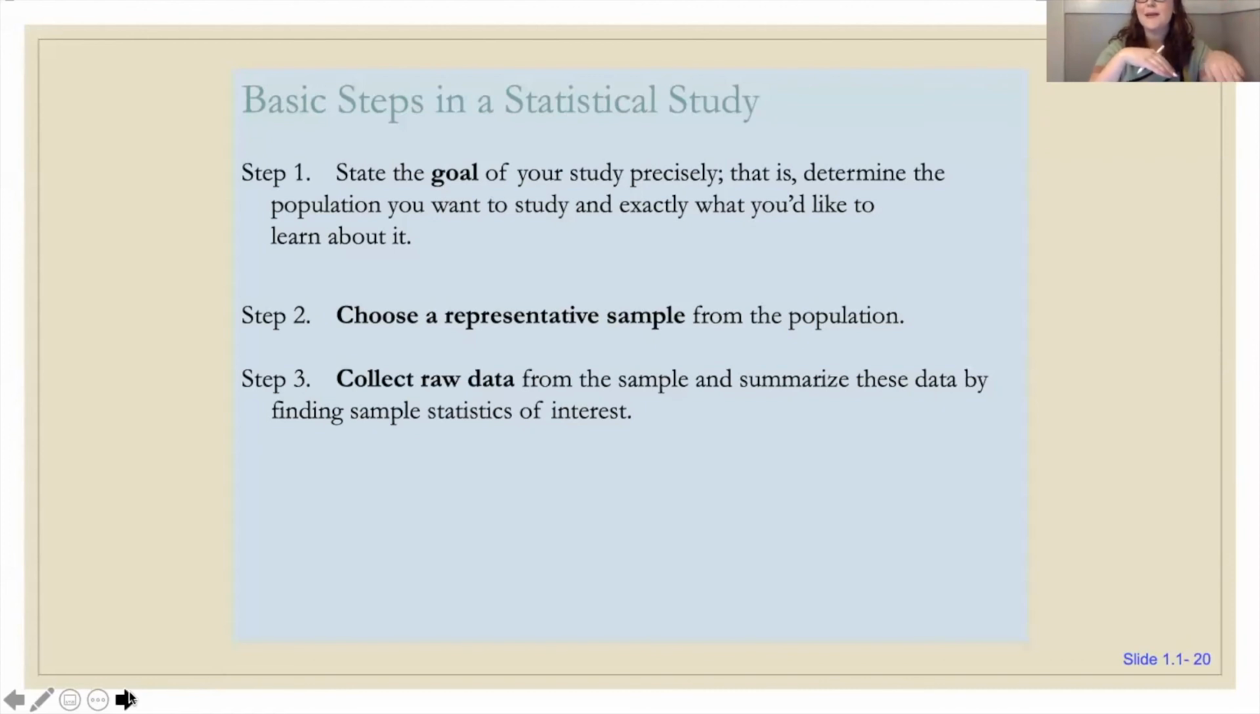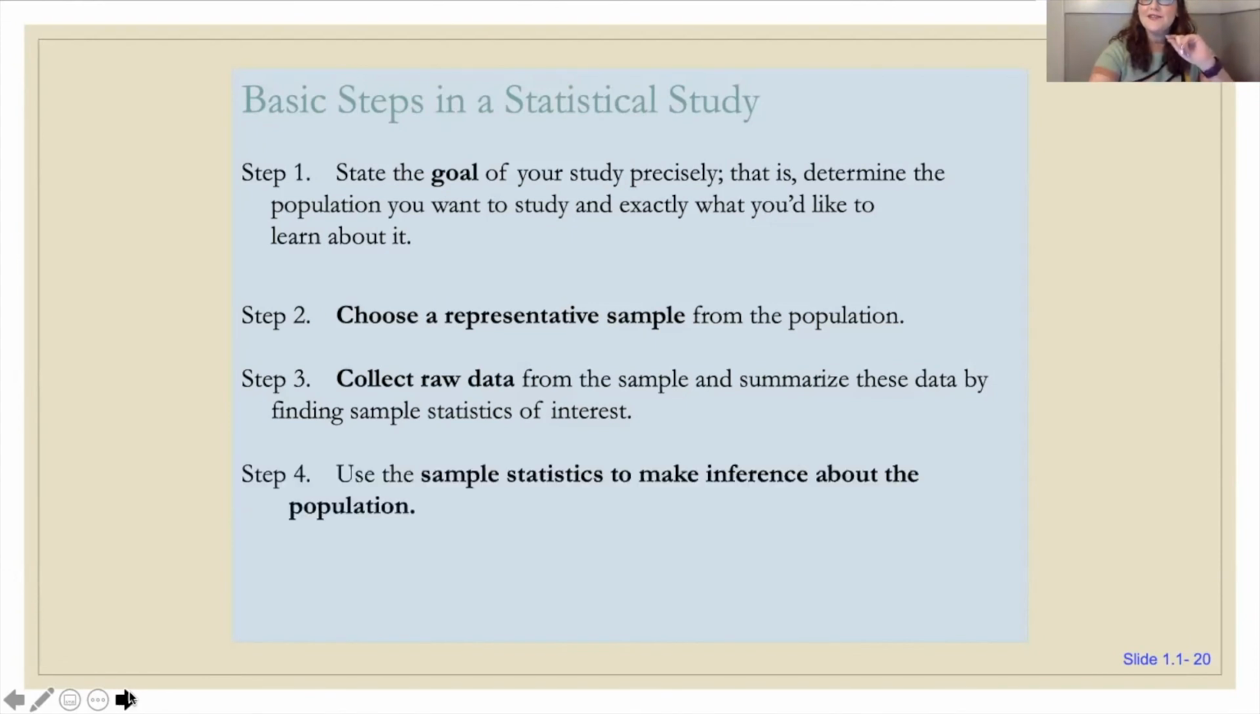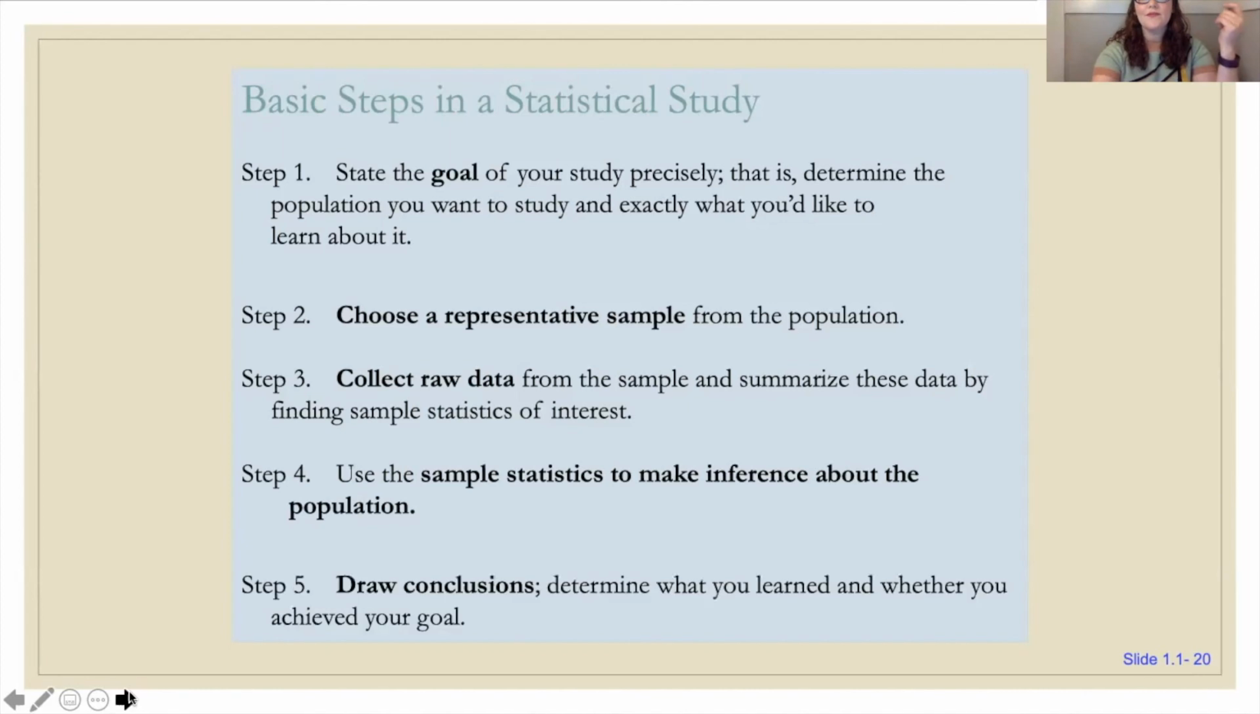Once you've got that representative sample, you're going to collect raw data from your sample, and you can summarize these data into sample statistics. As long as your sample is representative, you can use those sample statistics to make inferences about your population. Next, you want to draw some conclusions based on your study and determine what you learned and whether you achieved your goal. Now, even if you didn't achieve your goal, or maybe your hypothesis, which we're going to talk about in chapter 9, was wrong, it still is important and it still adds information to the field. So that's really a good thing.